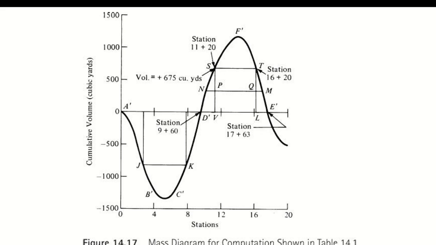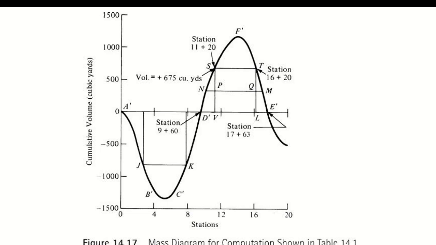Okay. This will also become a balance line. But balance line not for the project. It is only balance line between these 2 points. So whatever I get up to this point, I can fill it up to this point. Okay, this is the idea.